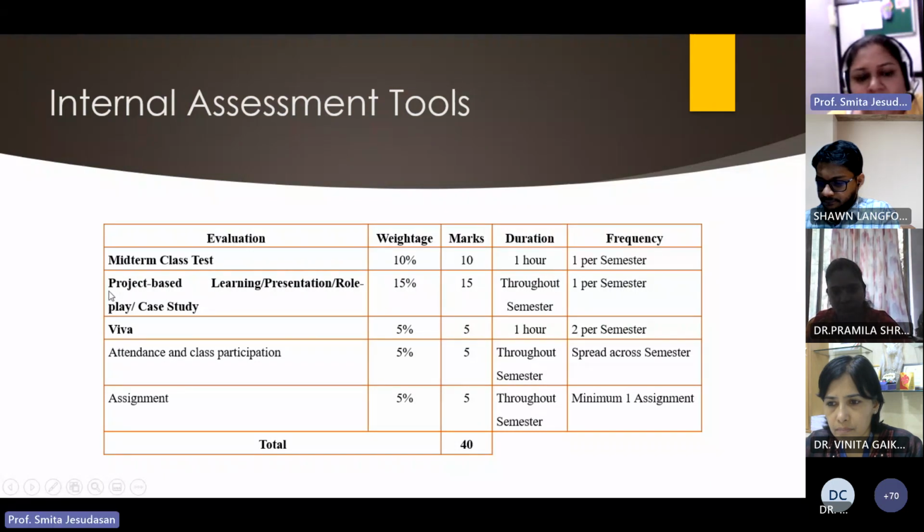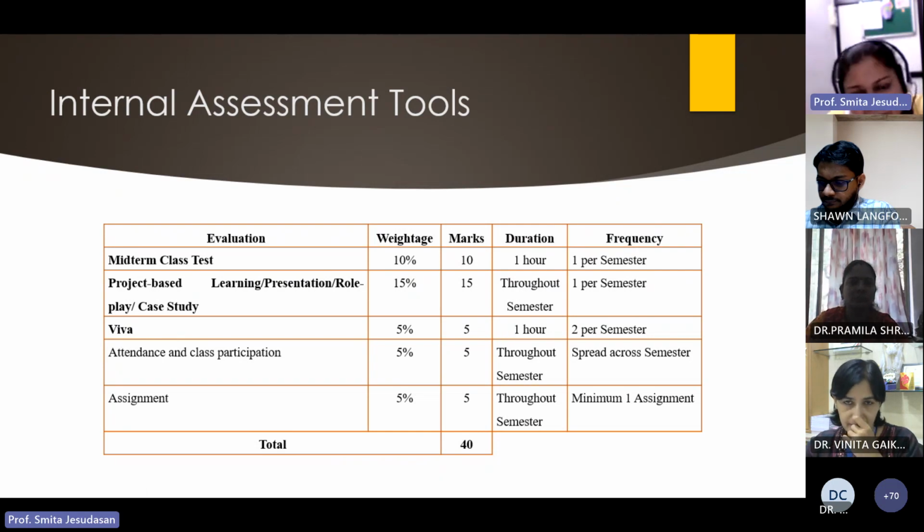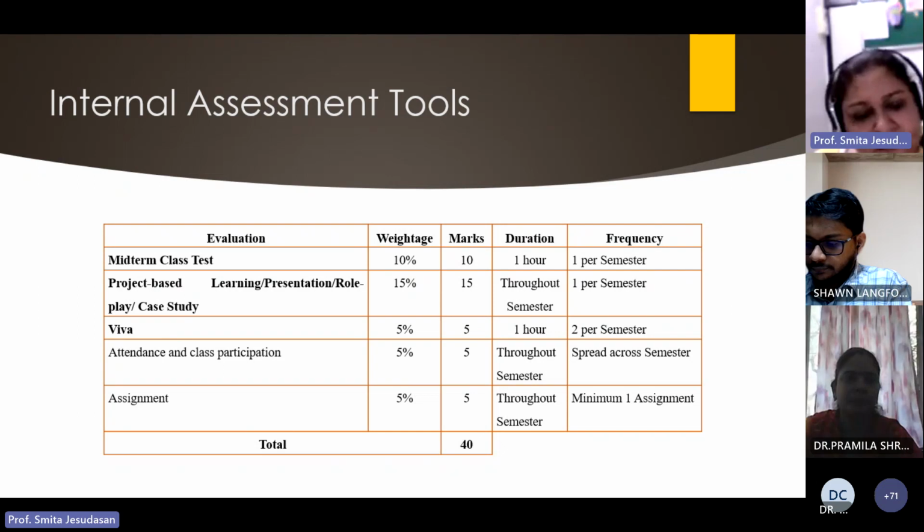And then we have a project based case study which can be given one per semester. So you could have one project given to a student, one presentation for a student, and case studies can be multiple. And then we have Viva. Now this Viva may be based on your project, or it may be based on the presentation of students, or you could just test the conceptual knowledge of the students.